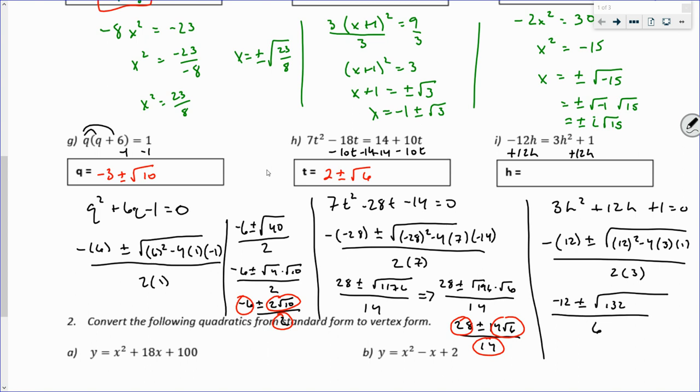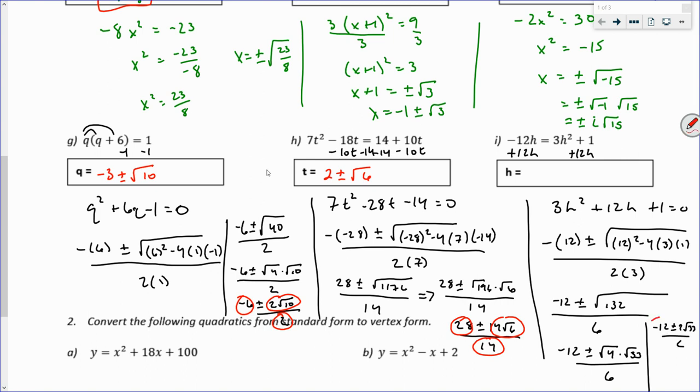132 over 6. Let's see, 132. I'm going to try to simplify. 132 divided by... So if I make that negative 12 plus or minus root 4 times root 33 over 6, that can make it negative 12 plus or minus 2 root 33 over 6.